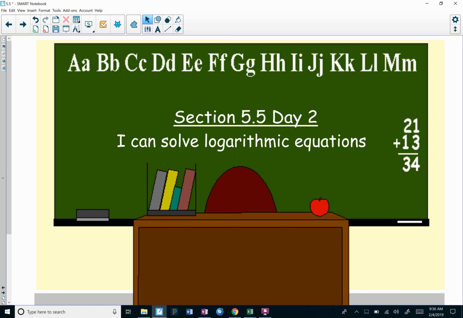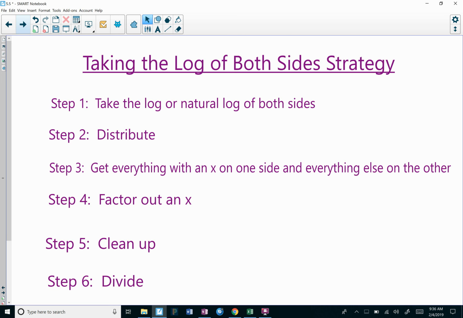Okay, so we're going to keep going on solving logarithm equations. We're going to focus on one type of equation today, just one. And the process will sound familiar to you. This is when we're going to take the log of both sides. This is a particular strategy. We use this when we have an exponential equaling another exponential.